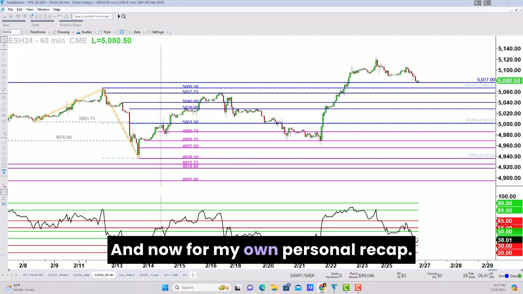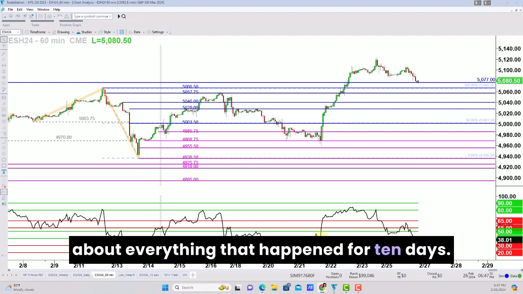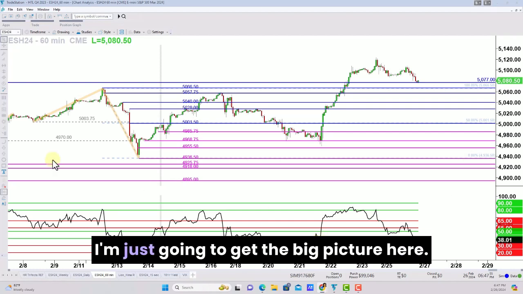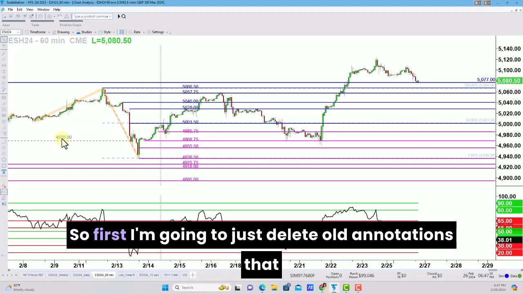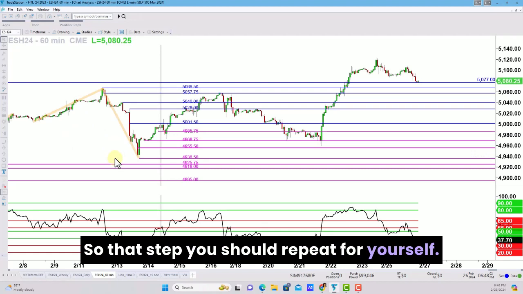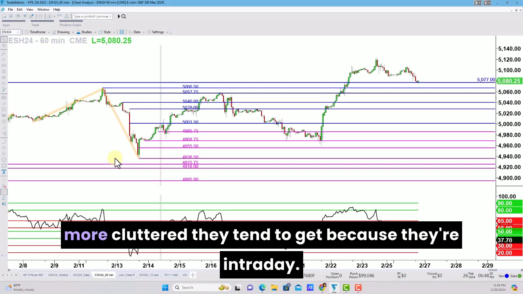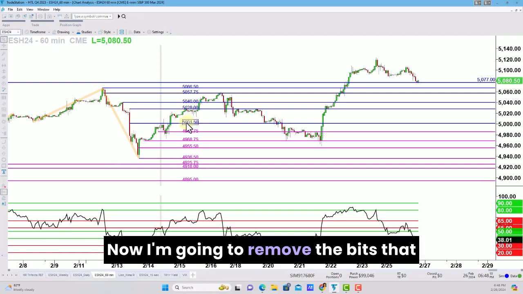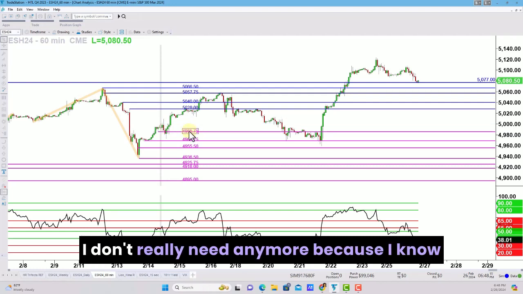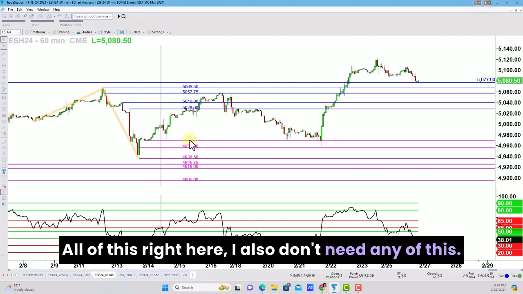And now for my own personal recap, again for myself, I'm not going to worry about everything that happened for 10 days. I'm just going to get the big picture here. So first, I'm going to just delete old annotations that I don't need anymore that are not serving me. So that step you should repeat for yourself. The further down you get on your charts, guys, the more cluttered they tend to get because they're intraday. Now I'm going to remove the bits that I don't really need anymore because I know that the market has traded through these levels. All of this right here.